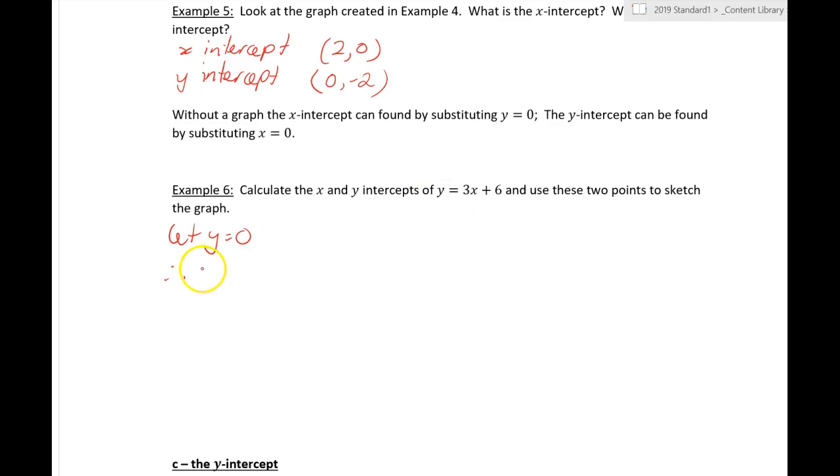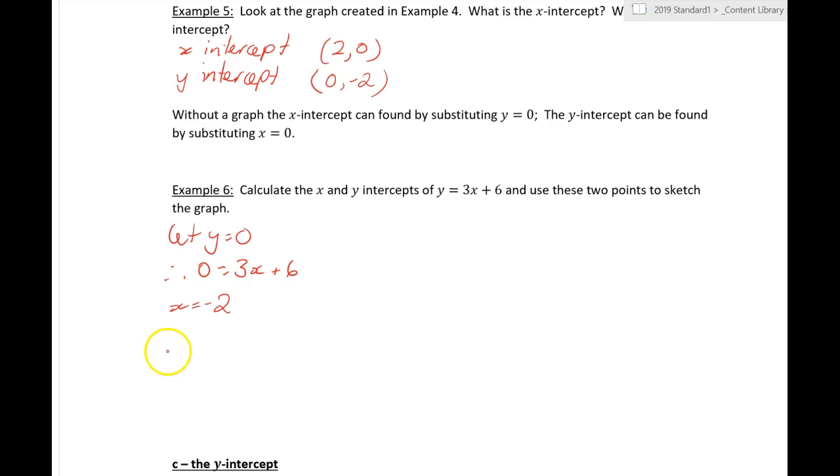Now, that means 0 equals 3x plus 6. I've got 3 times something plus 6 equal to 0. So 3 times something must be equal to negative 6, so they cancel out and get me back to 0. 3 times what equals negative 6? 3 times negative 2. So x in this case must be negative 2. 3 lots of negative 2 is negative 6. Negative 6 plus 6 equals 0.